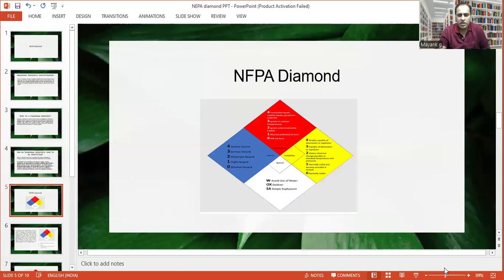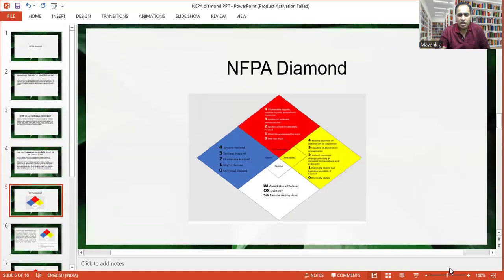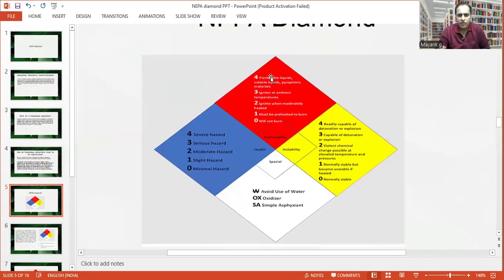So this is an NFPA diamond. As you can see, it is a set of four squares, and each square represents a certain kind of information. The red one represents flammability. The yellow one represents instability. Then we have health, which is blue, and any special characteristics are represented by the white color.